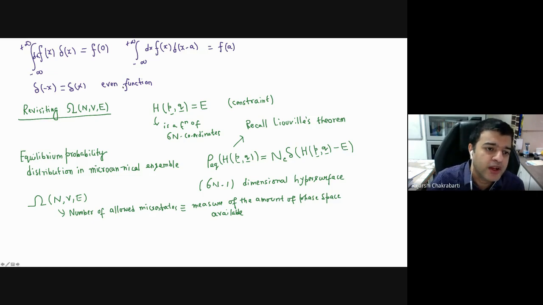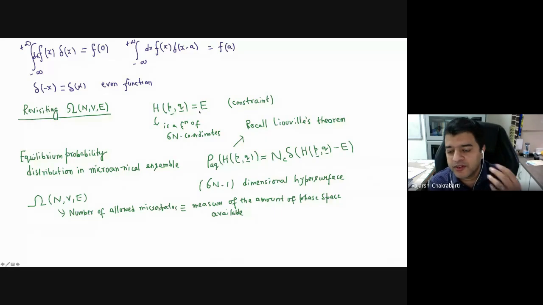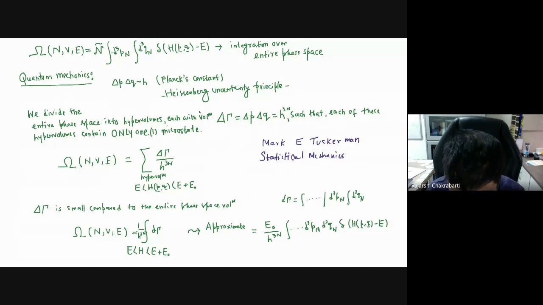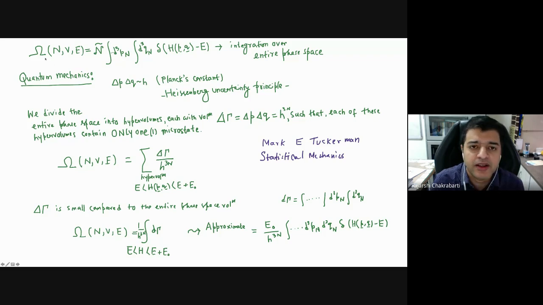So this omega is called the number of allowed microstates, with the constraint that your Hamiltonian is equal to the total energy. It is also, in other words, a measure of the amount of phase space available to this system. So how would I actually compute omega? This is the accessible microstate. You take this delta function, which represents your hypersurface, because this is the constraint, and you integrate this delta function over all possible values of momentum and position, all the position coordinates and all the momentum coordinates. Maybe you have to multiply with some factor, I'll come to that. You will get what is known as the number of accessible microstates, and this is called omega.